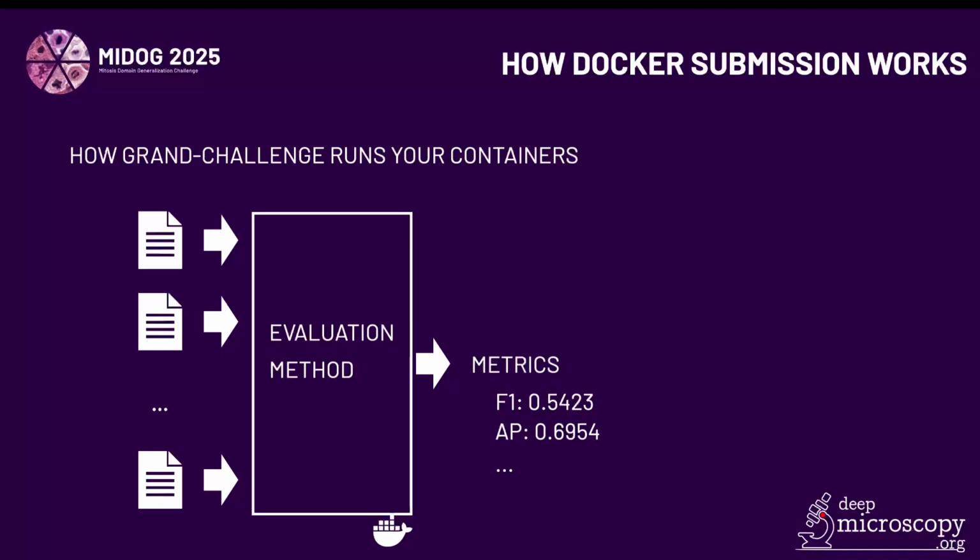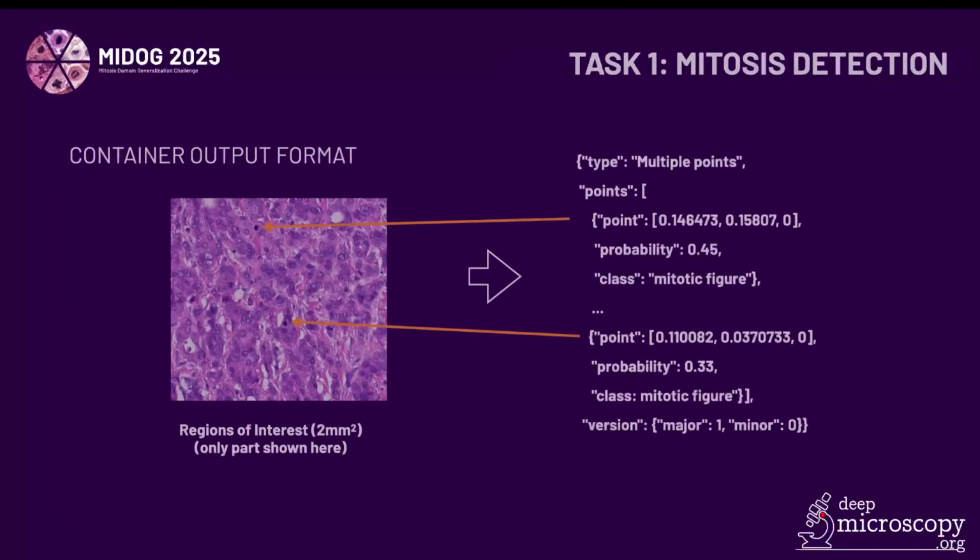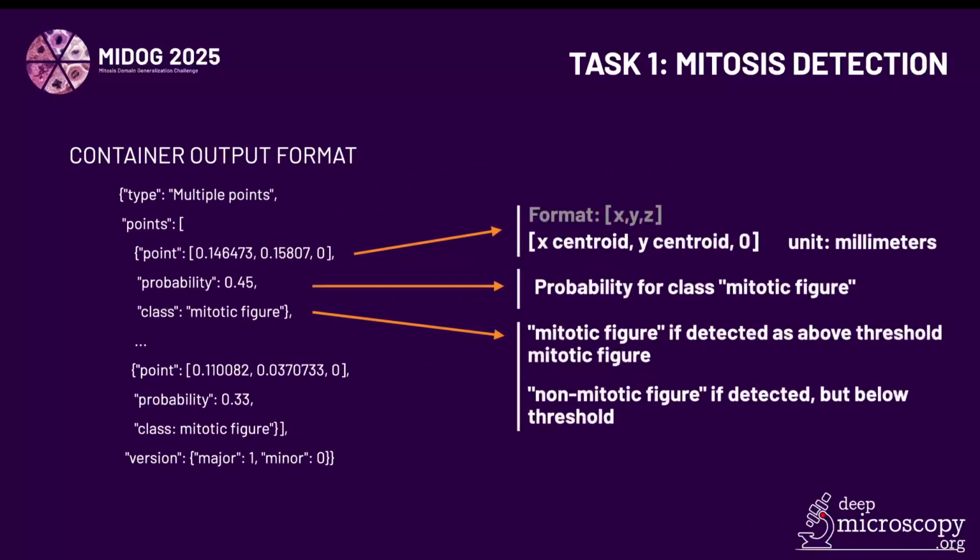Let's now come to the expected output format of a single container. As you can see here, each detection results in an independent entry in a list in JSON format, embedded as the so-called points key of the main dictionary. For each point, we require the X and Y coordinate in millimeters. Make sure this is not in pixels, it's in millimeters.